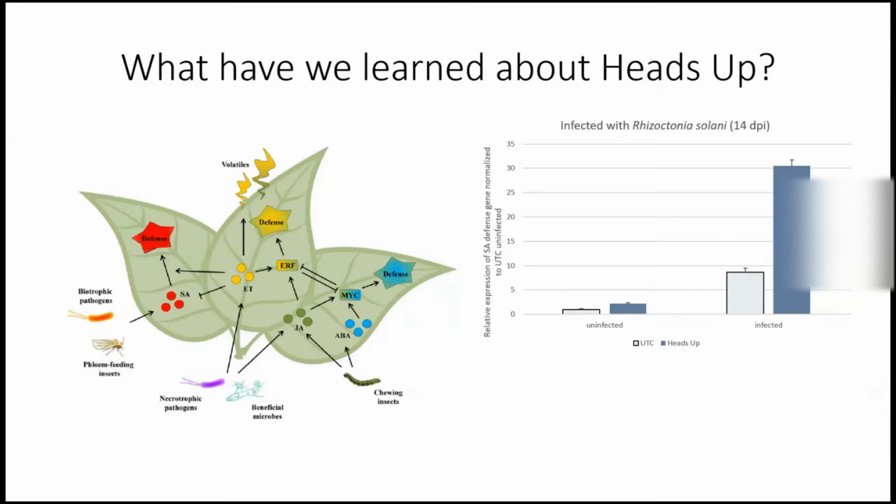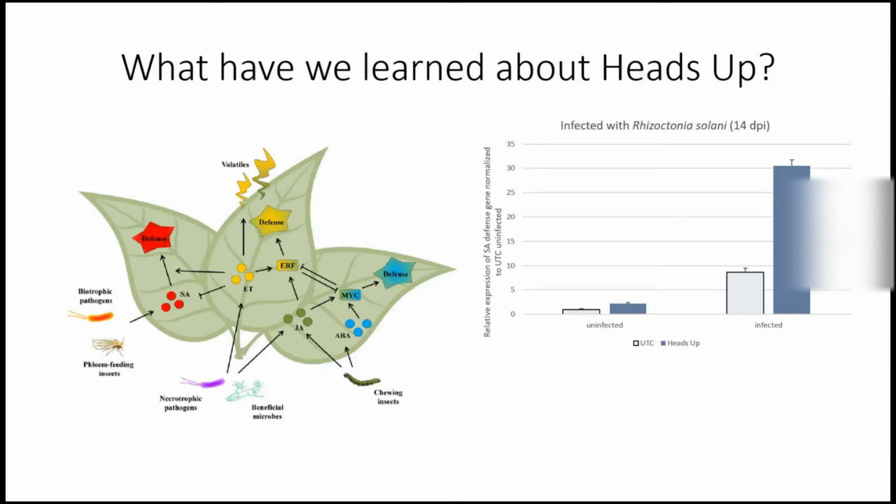So what we found with Heads Up is that Heads Up treatment specifically activates this salicylic acid hormone. If we look at the graph on the right here, what we have is the specific expression of a gene that is activated by salicylic acid. So for this example, when the concentration of salicylic acid is high in the cell, the expression of this gene is going to be high. And conversely, when the concentration of salicylic acid is low, the expression of this specific gene is low.